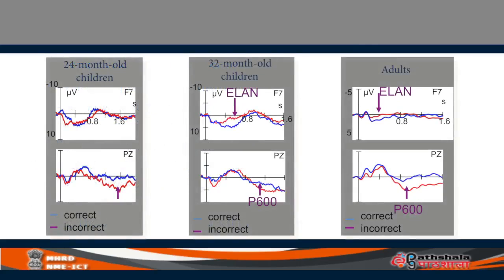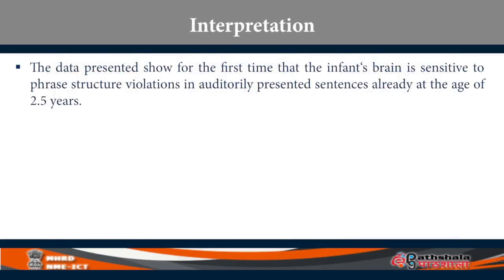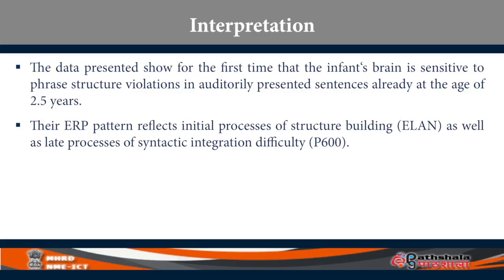Next on the screen you will see ERPs generated by 24-month-old children, 32-month-old children and adults. The particular ERP that is compared is P600. You study this carefully, and what the researchers are saying is the infant's brain is also sensitive to phrase structure violations in auditorily presented sentences at a very early age of 2.5 years. Their ERP pattern reflects the initial process of structure building, that is, it throws up ELAN initially, as well as late processes of syntactic integration difficulties.